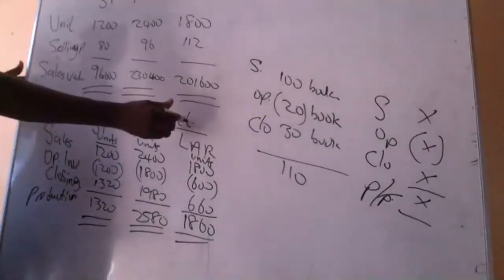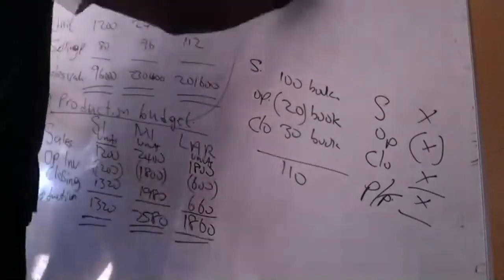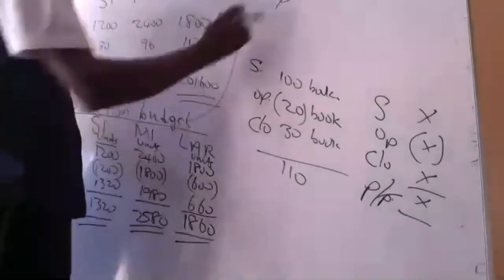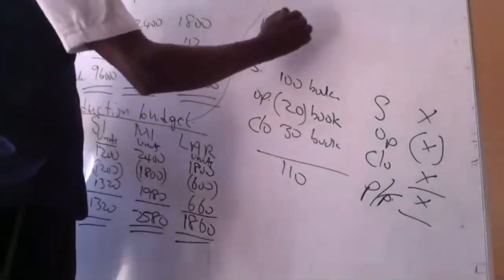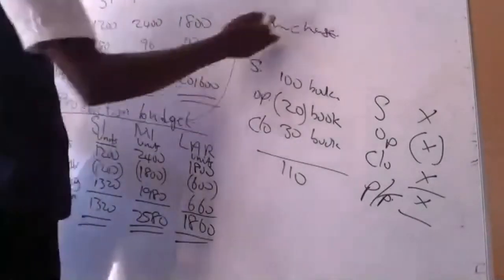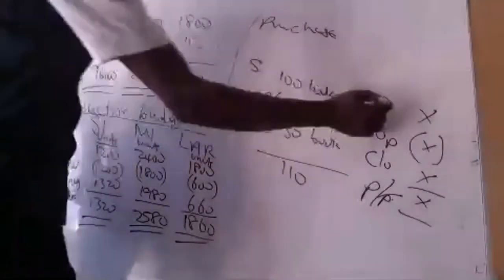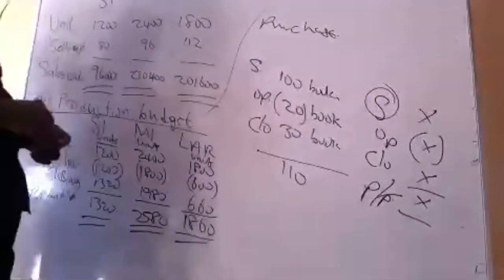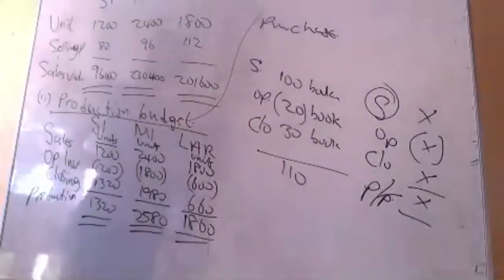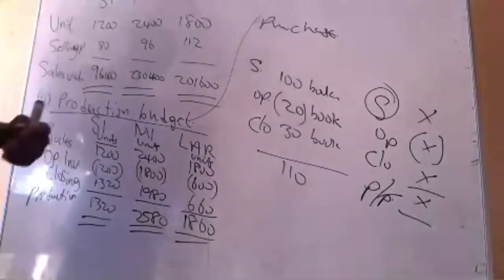We said that production can also be purchases, because a trading company does not manufacture. You go and buy and sell. So for that one, instead of you picking sales, you pick cost of sales. For purchases, you pick cost of sales. But for production, you pick the sales unit. Good.